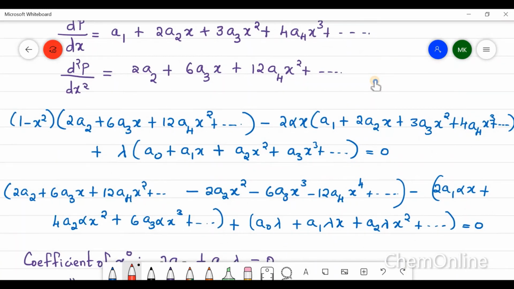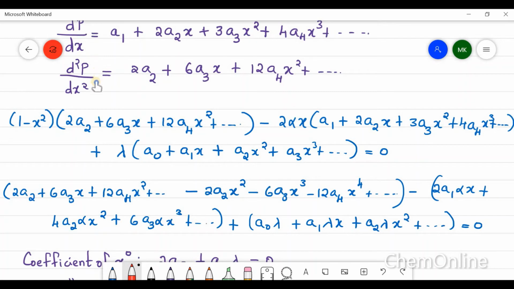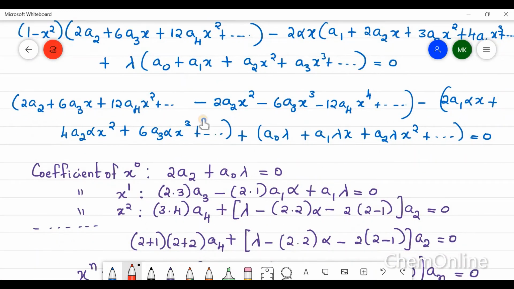And then we will substitute the values for P, dP by dx and d square P by dx square in equation 10. So we will get 1 minus x square into d square P by dx square, so write 2a2 plus 6a3x plus 12a4x square plus etc., minus 2 alpha x into dP by dx, so that is a1 plus 2a2x plus 3a3x square plus etc., plus lambda into P of x, so lambda into a0 plus a1x plus a2x square plus etc., equals 0. Now multiply 1 minus x square with each term here. Similarly here also multiply 2 alpha x with each of these terms. And here multiply lambda with each of these terms. So you will get the equations like this.